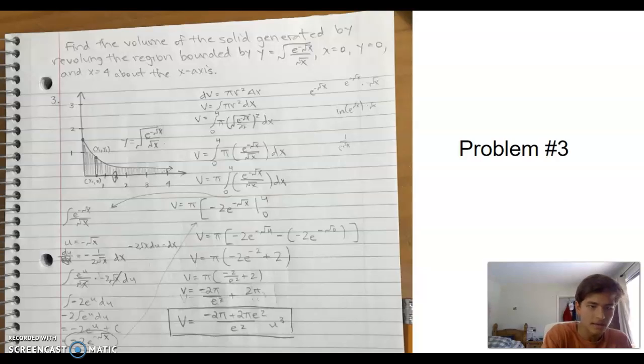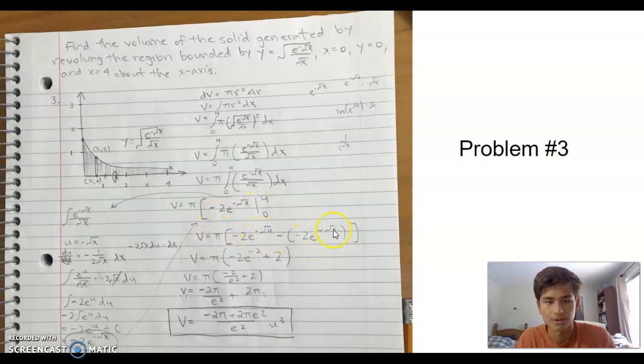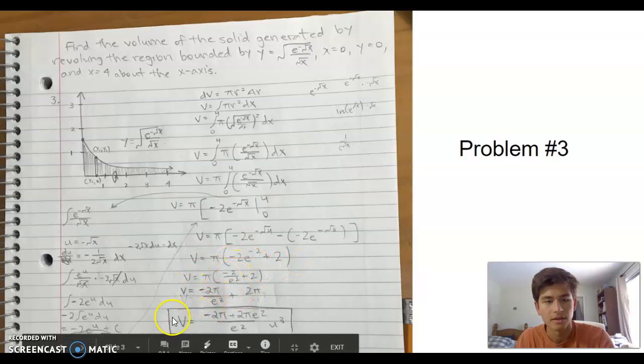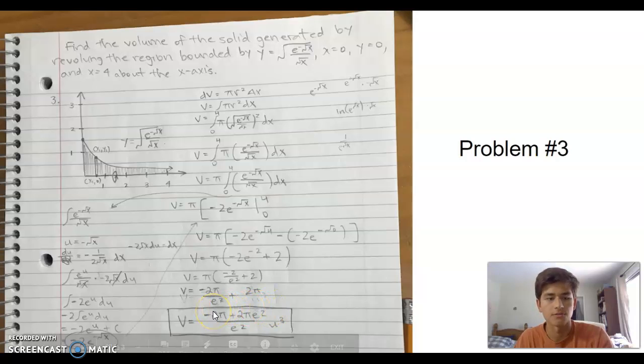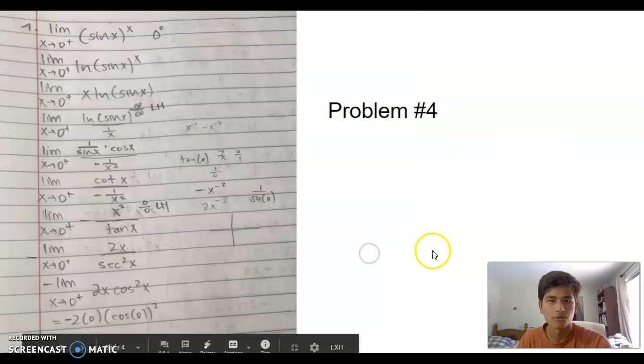Then I took the integral; the integral of e to the u is e to the u. So then I get negative 2 e to the negative root x. I plug that back into the regular integral, and then I do fundamental theorem part 2, plug in the numbers, do some algebra. I just solve, and then I simplify until I get everything under one fraction. So the volume is negative 2 pi plus 2 pi e squared over e squared units cubed for number 3.